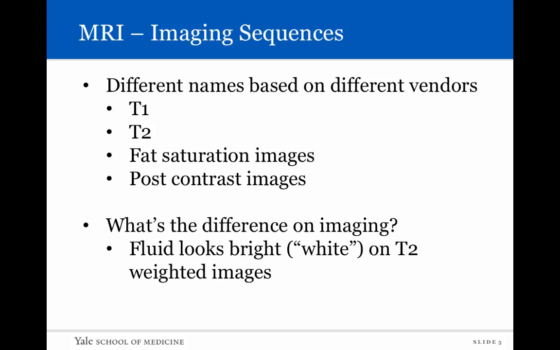There are a few different names based on the different vendors that supply these MR magnets, but these basic sequences are T1, T2 weighted. We can have fat saturated images where everything that contains fat in the body is made to have zero signal, null signal, which appears black, and we can do imaging sequences after we give intravenous contrast. What's the basic difference between T1 and T2 weighted images on MRI? Well, fluid looks bright or white on T2 weighted images.